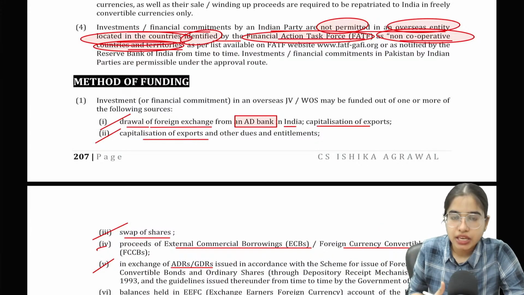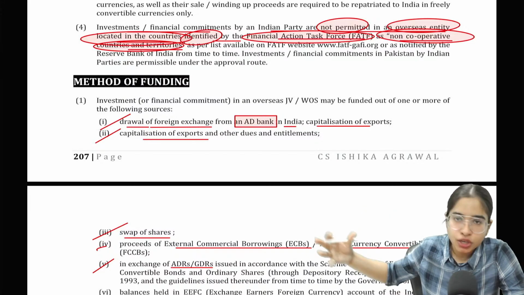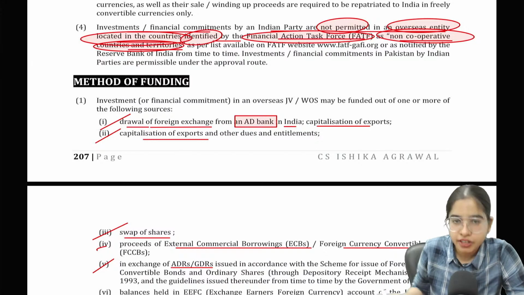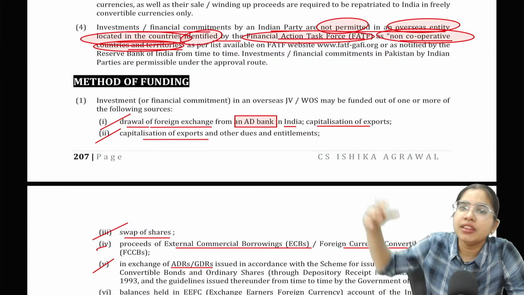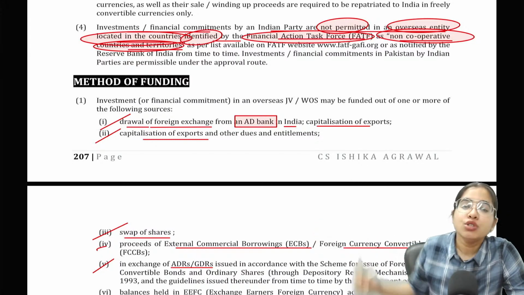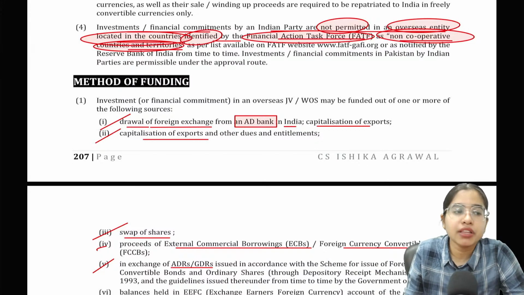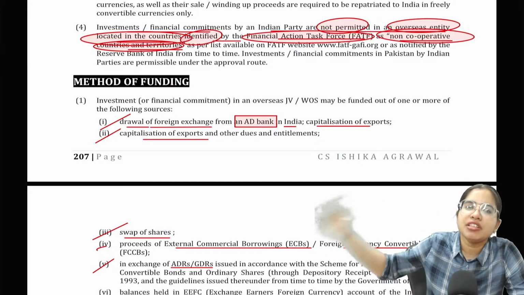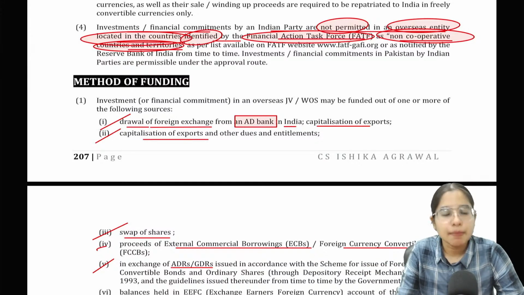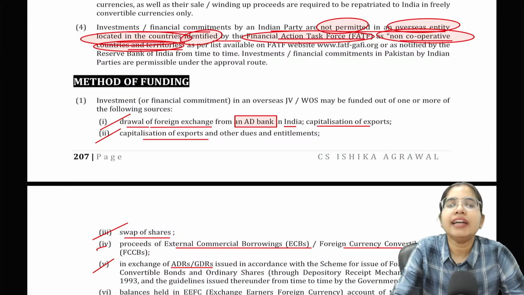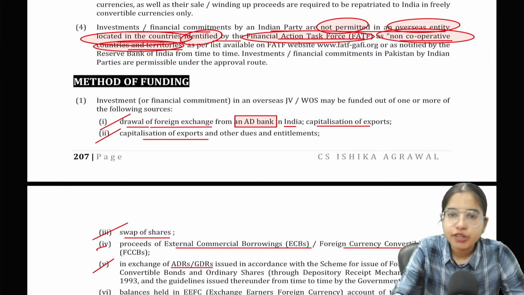The very first thing is, let's say I want to make investment in the US. So I have to make investment in US dollars. I can't make investment in Indian rupees. I have to make investment in that particular foreign currency. So from where will I bring that foreign currency to make investment outside India? Let's take the example of the US. I want to make investment in the US, so for that I need US dollars. I cannot make investment in Indian rupees.